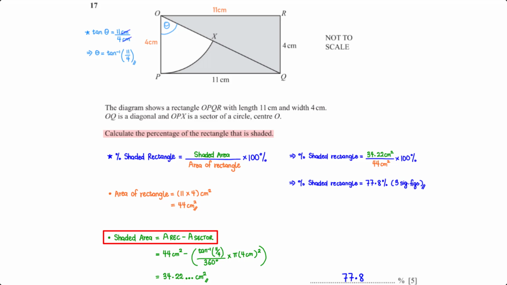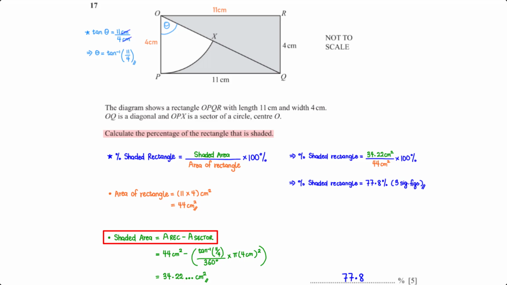The area of the shaded region is equal to the area of the rectangle minus the area of the sector. From the diagram, we see that the radius of the sector is 4 centimeters. We need to find the angle of the sector, which we have labeled as theta.